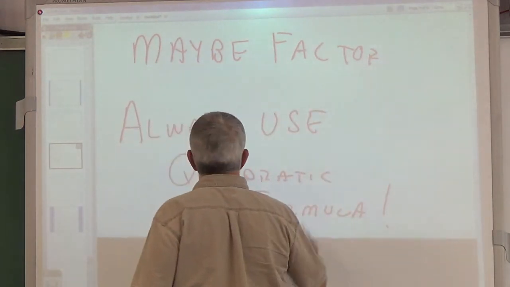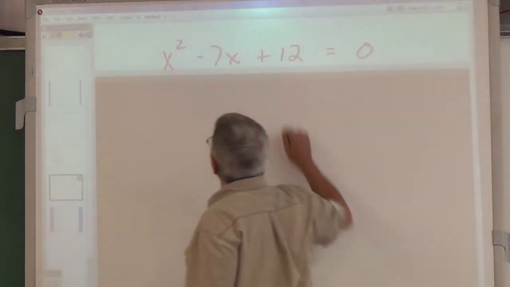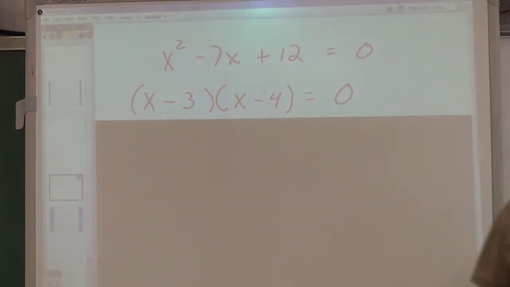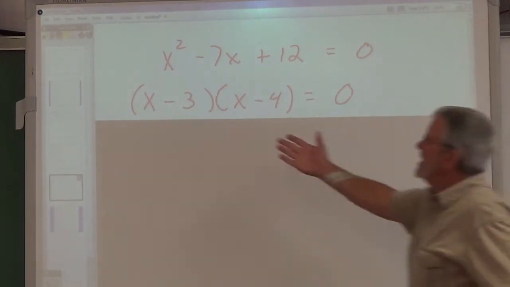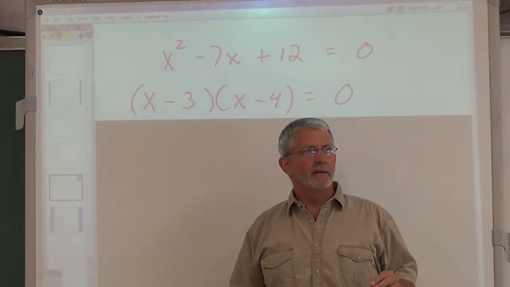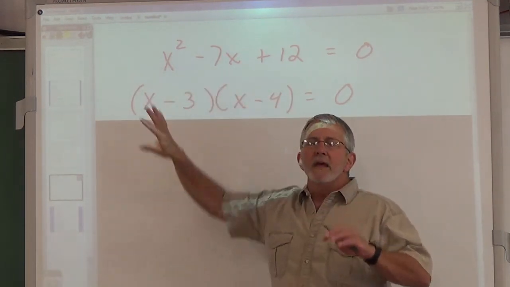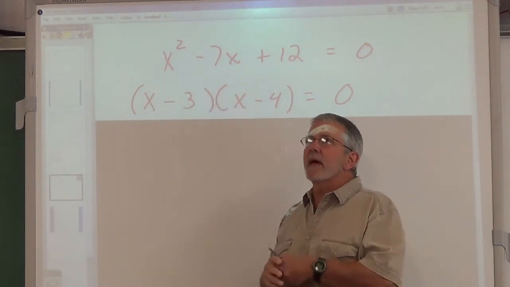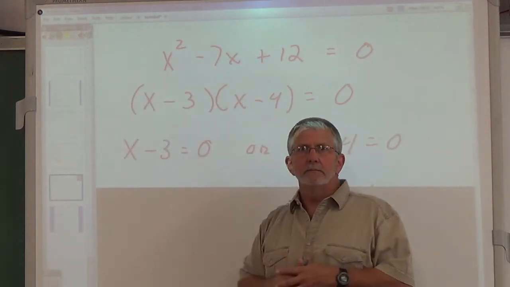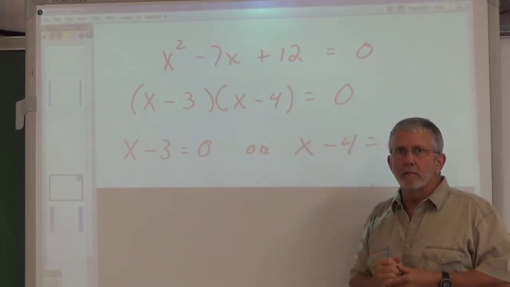This one factors easy: x minus 3, x minus 4. So x minus 3 times x minus 4 is equal to 0. Now I'm going to use the zero product property. I have A times B is 0. What does that mean? That means that A is 0, or x minus 3, or B is 0, or x minus 4.